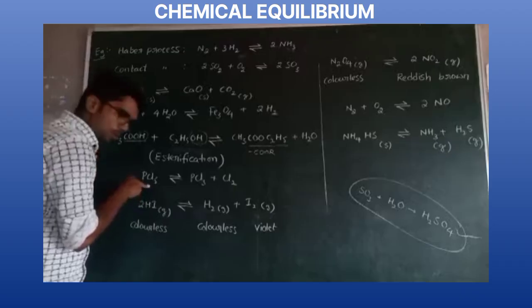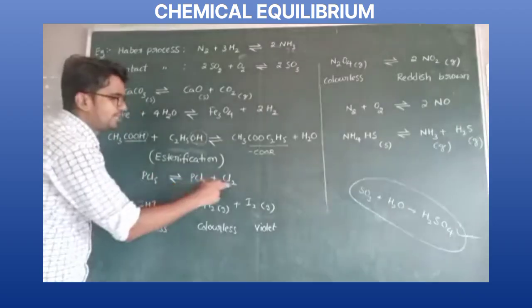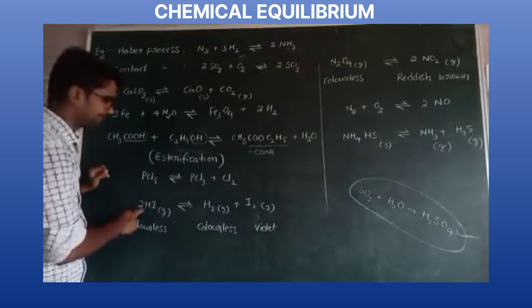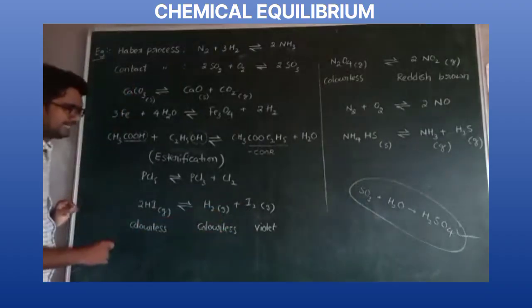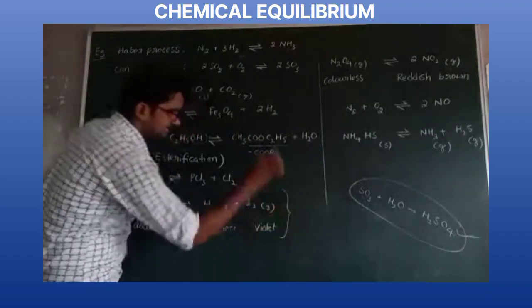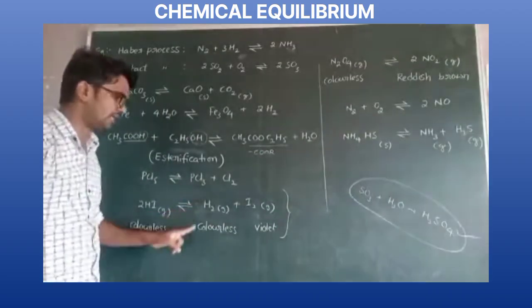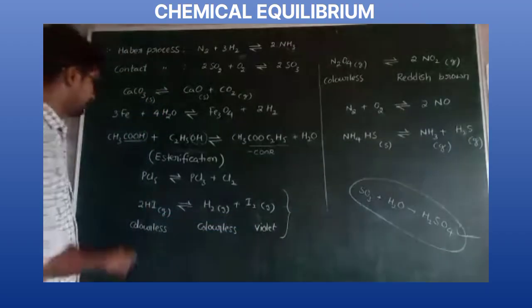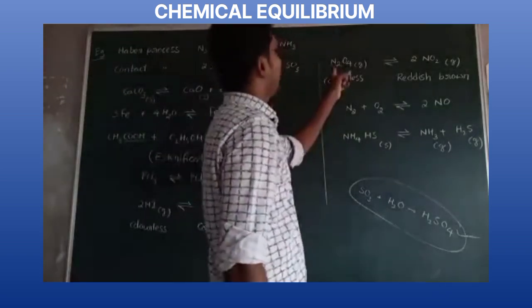Okay, next one. PCl5, phosphorus pentachloride, dissociates into PCl3, phosphorus trichloride, and chlorine. It is also a reversible reaction. Next, 2HI gives H2 plus I2. But the important thing is, it is a color change reaction, because HI is a colorless gas, H2 is also a colorless gas, but iodine is a violet gas. So it is a reversible reaction.